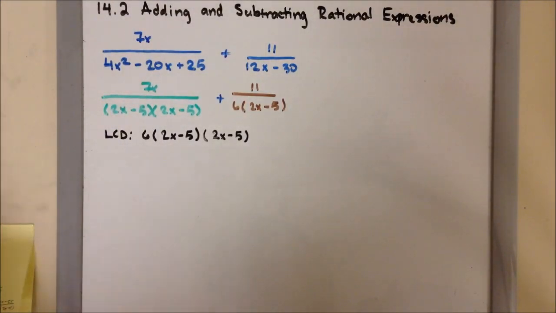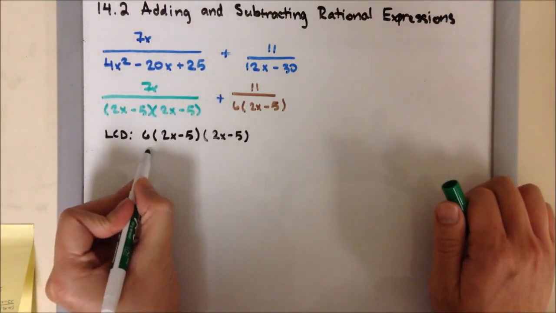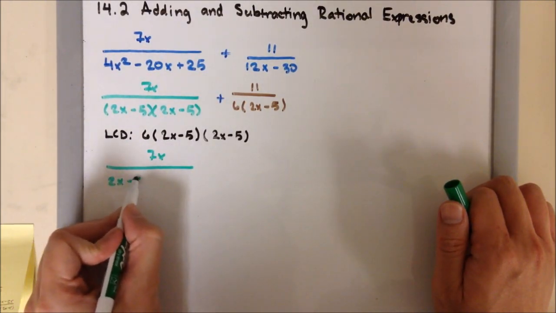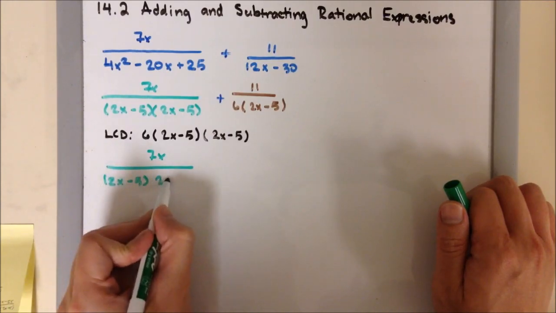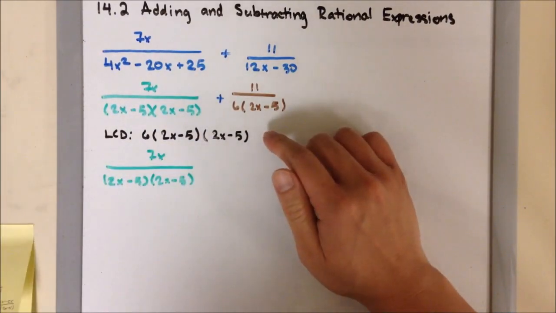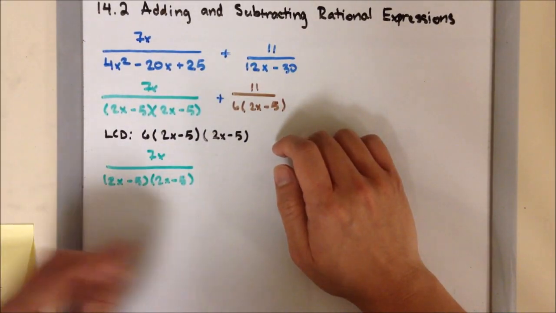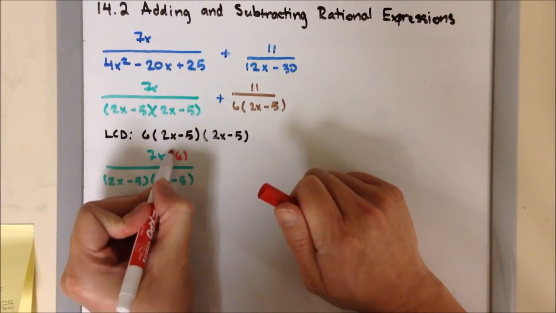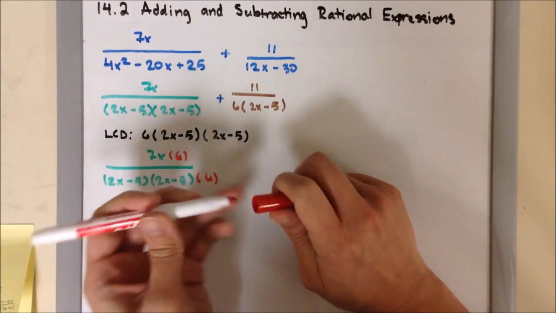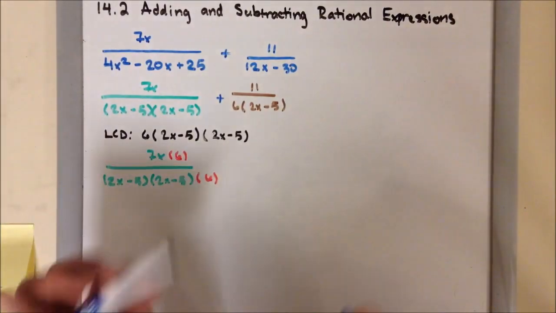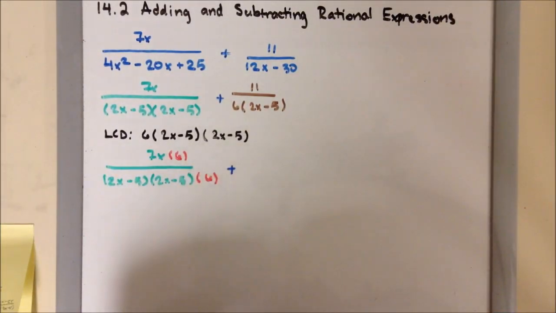Alright, let's take a look at the first fraction. Now, in comparison to the LCD, I have the two factors, 2x minus 5. The only thing I'm missing is the 6. So I'm going to multiply the numerator and denominator by 6. Put my plus here.